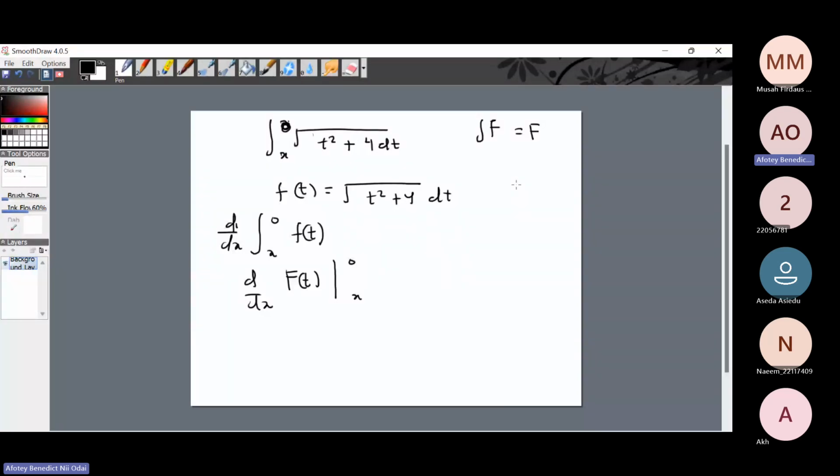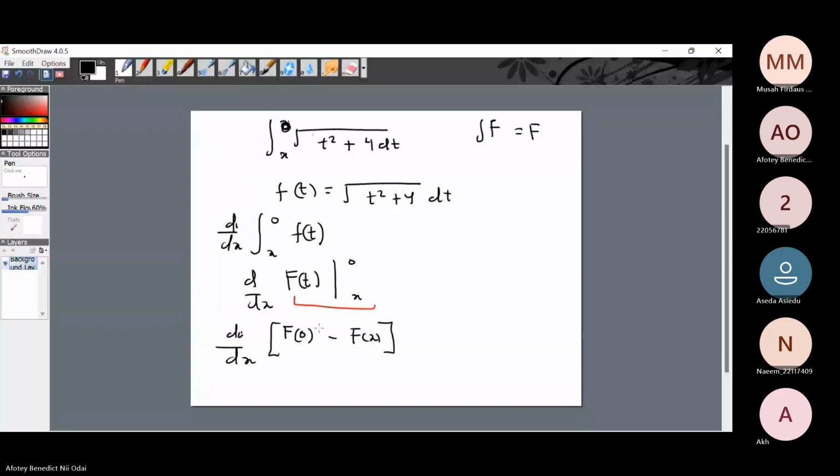Okay, now we saw that. So let's just separate our differential from our integral. Okay, and let's solve the integral first. Okay, so now we have capital F at 0, okay, minus capital F at x.